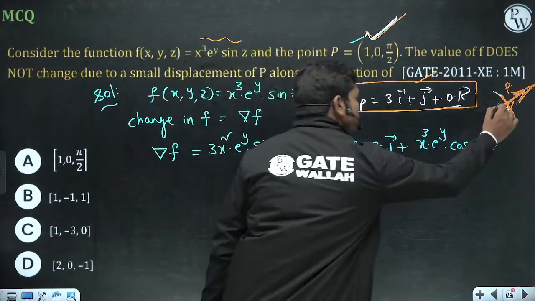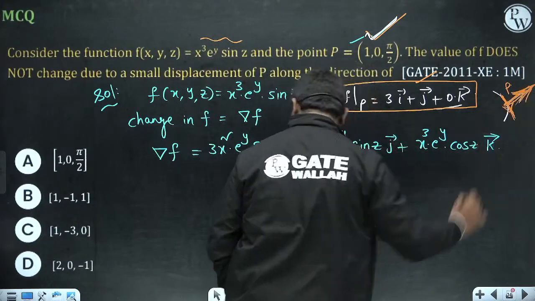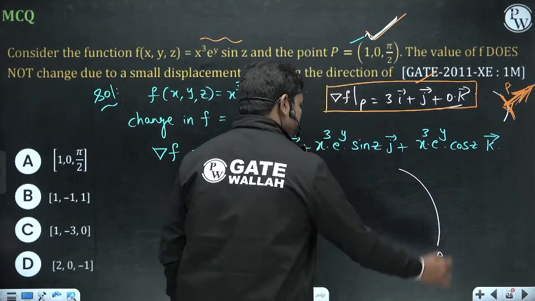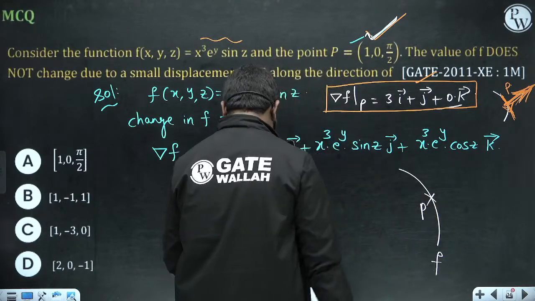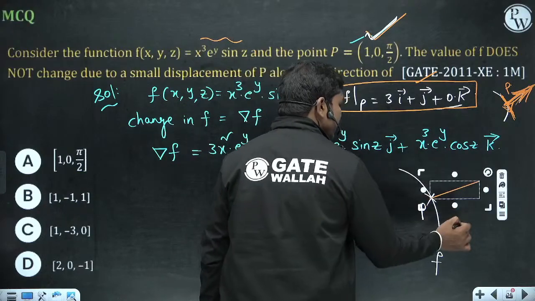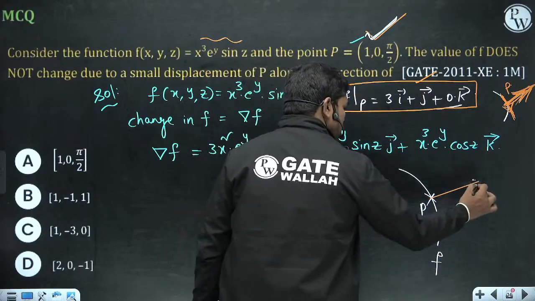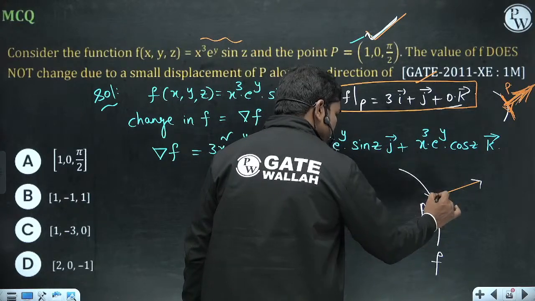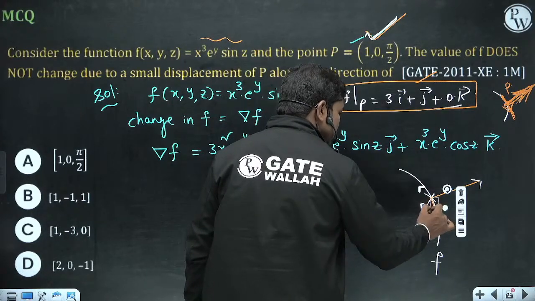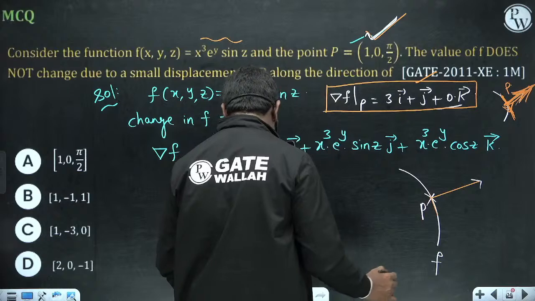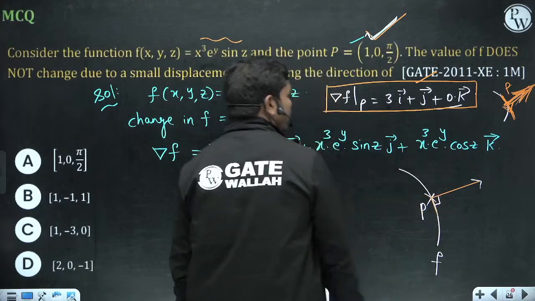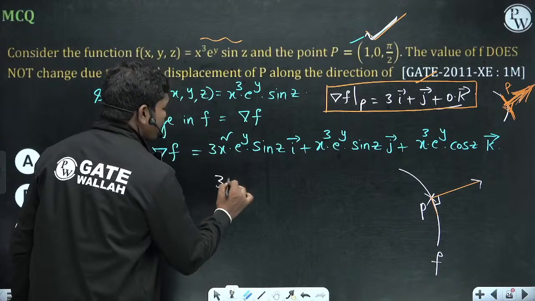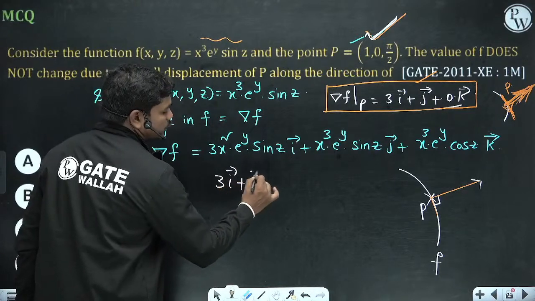The maximum rate of increase is in the normal direction, which is, look, if there is a function f, for example, then at point P, this is the maximum rate of change. Okay, normal direction. So obviously, the minimum rate of change, or 0, will be something like this. So it is in the tangential direction. So basically, this has to be 0 actually. Now you got 3i plus j plus 0k.